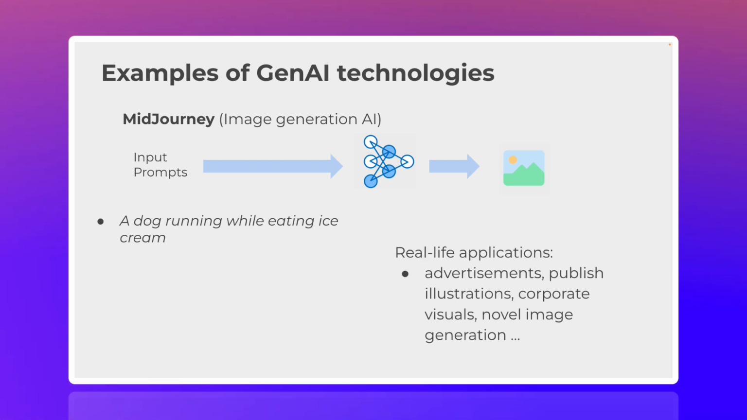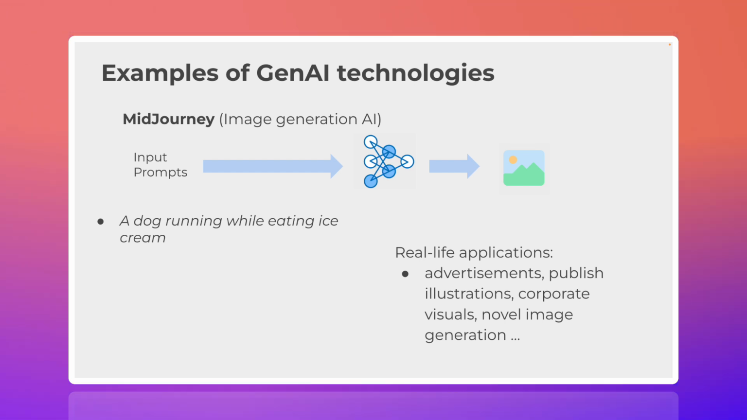to create images for advertising. We can create those images for publishing as illustrations. Also for corporate visuals, let's say you're creating some sort of slide deck for a presentation, and you can include those visuals to enhance your presentation. Also, novel image generation: people who are writing novels can also create images for that.